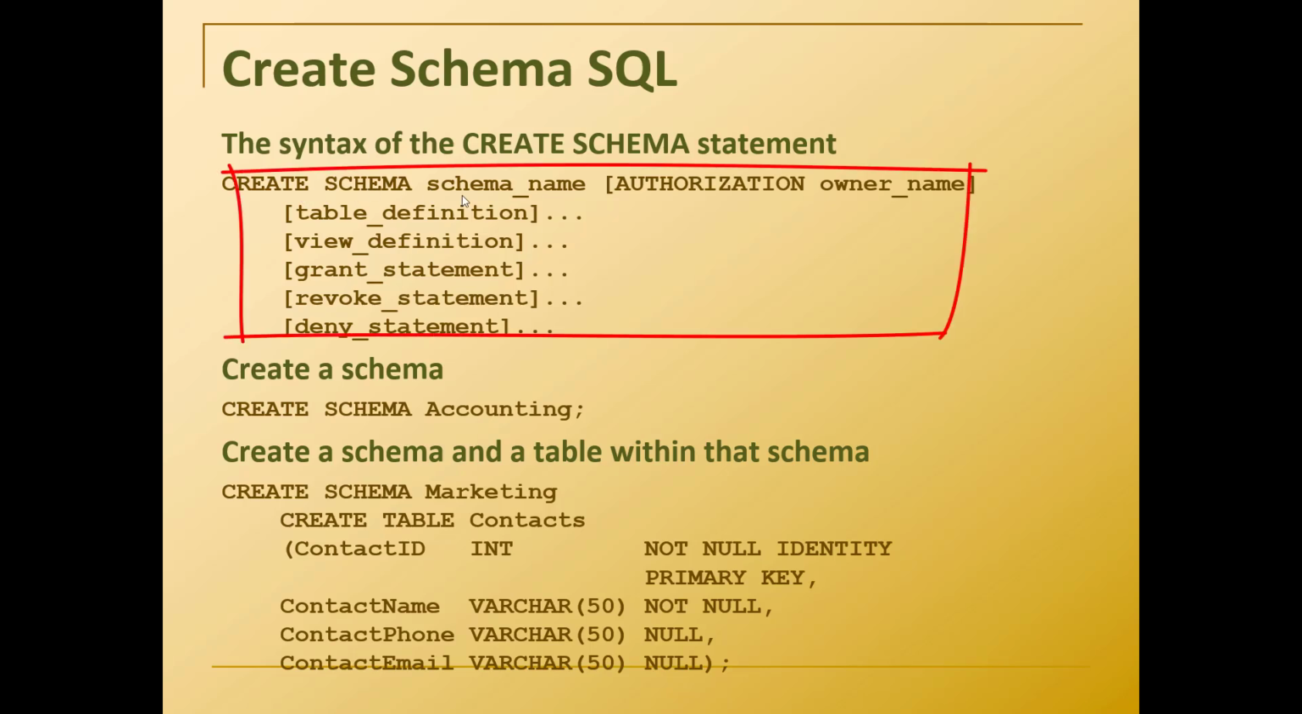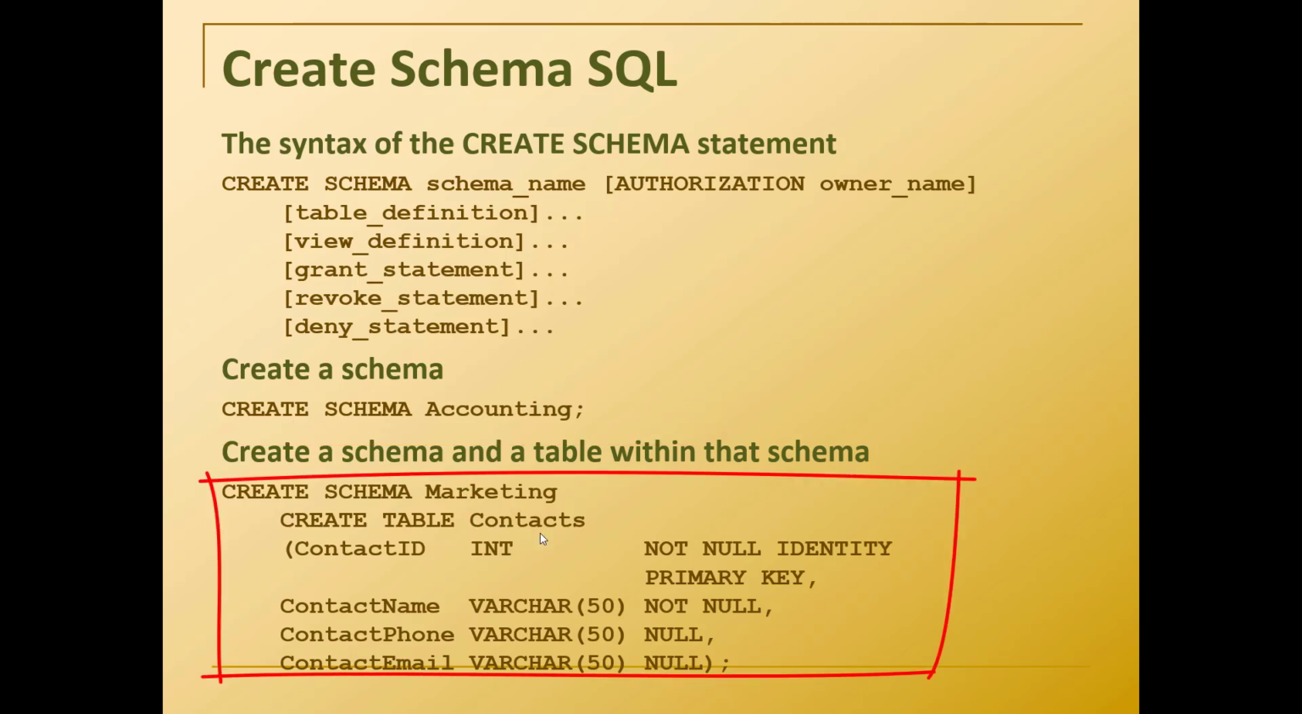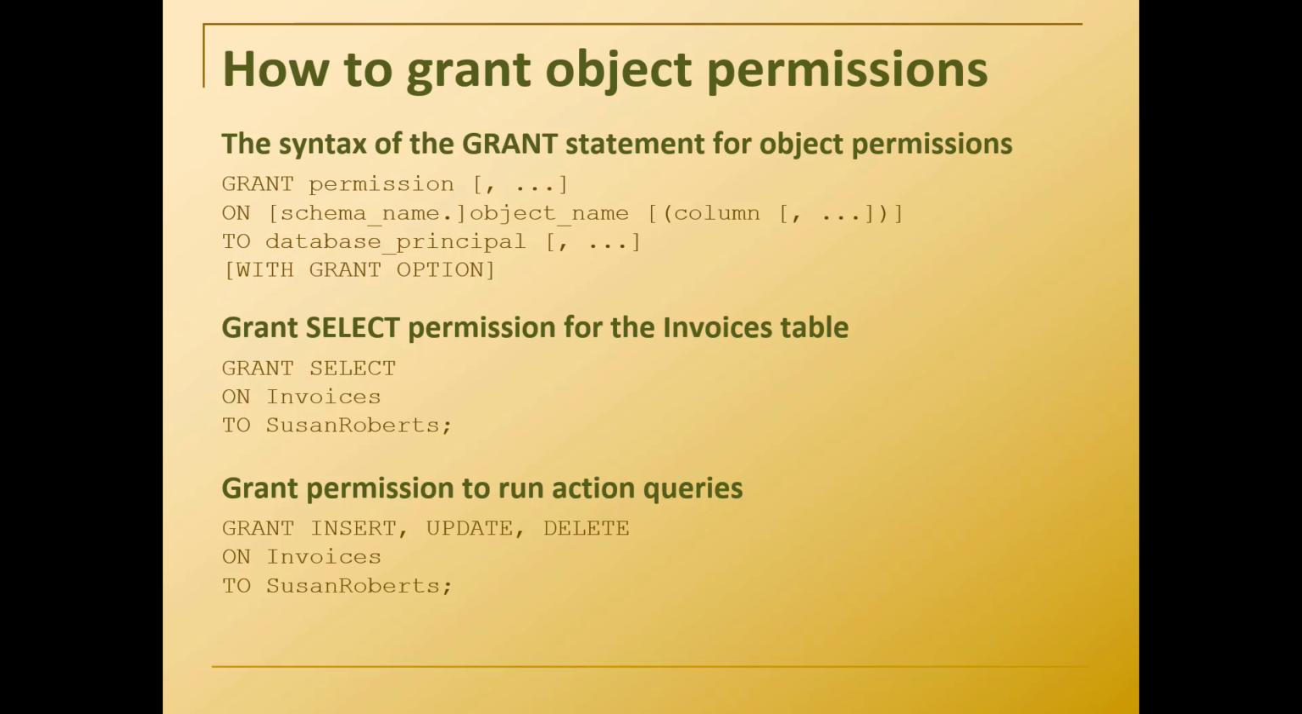Here is the SQL syntax to create a schema. Create schema, the name, and then we have some optional phrases. We're going to keep it simple. Just do it: create schema accounting. Here, this statement is creating a schema marketing and saying that marketing is going to have a contacts table. So they're creating the table at the same time as creating the schema.